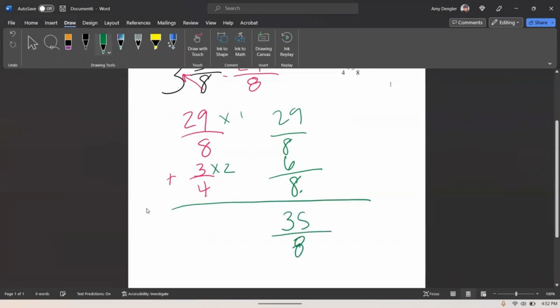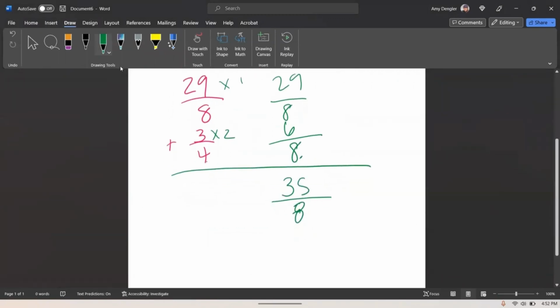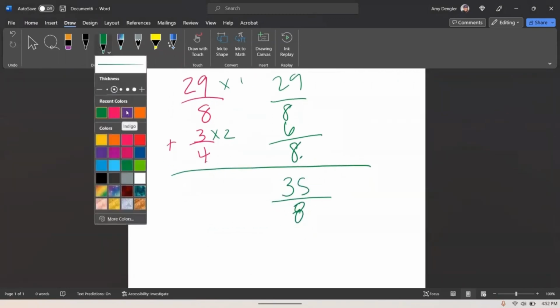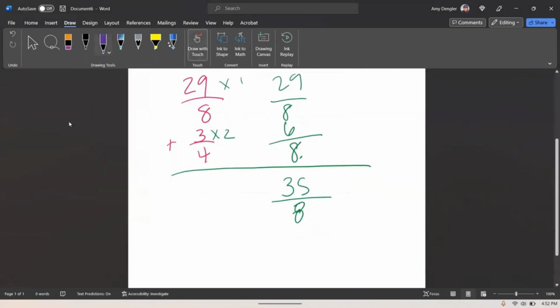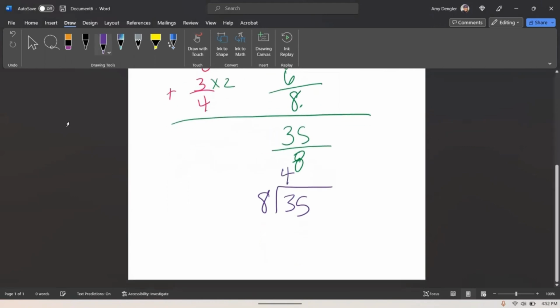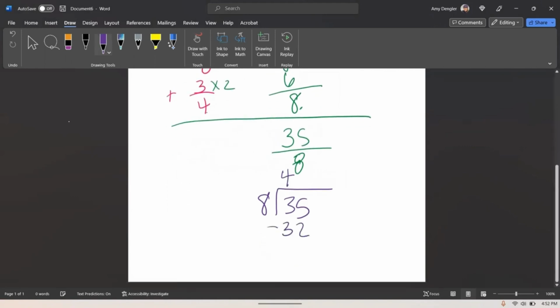over 8. Now we don't want to leave that improper, so we need to turn it into a mixed number by going 35 divided by 8. So 8 times 5 is 40, so it can't be 5. 4. 8 times 4 is 32. 35 minus 32 is 3. That is our numerator, and we keep the 8 the same. So the answer is 4 3/8.